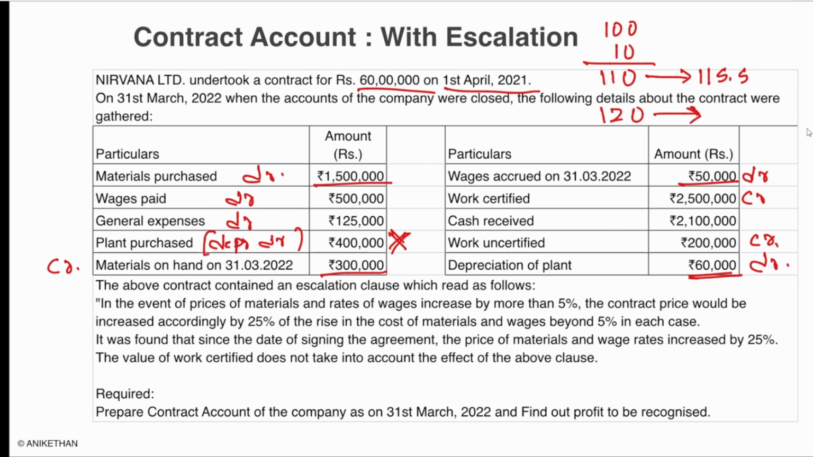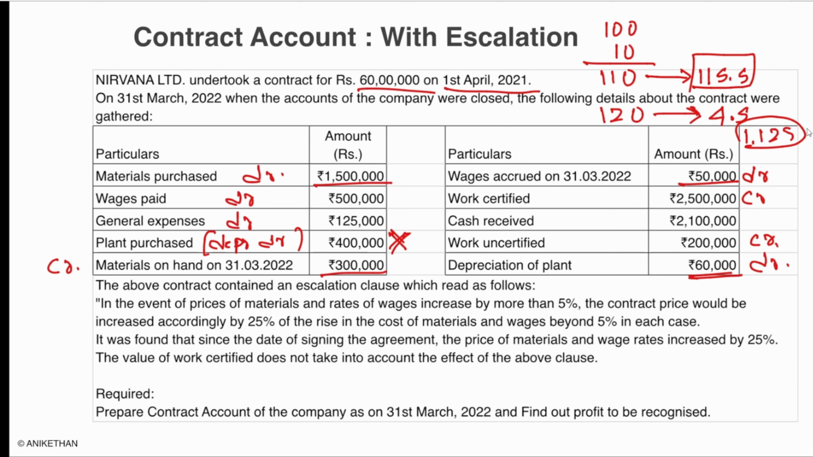So in this case, up to 115.5, no escalation will be given. And remaining, how much is there? 4.5. Out of that 4.5, they would pay only 25% of that, which is 1.125. So this is what the escalation clause says.